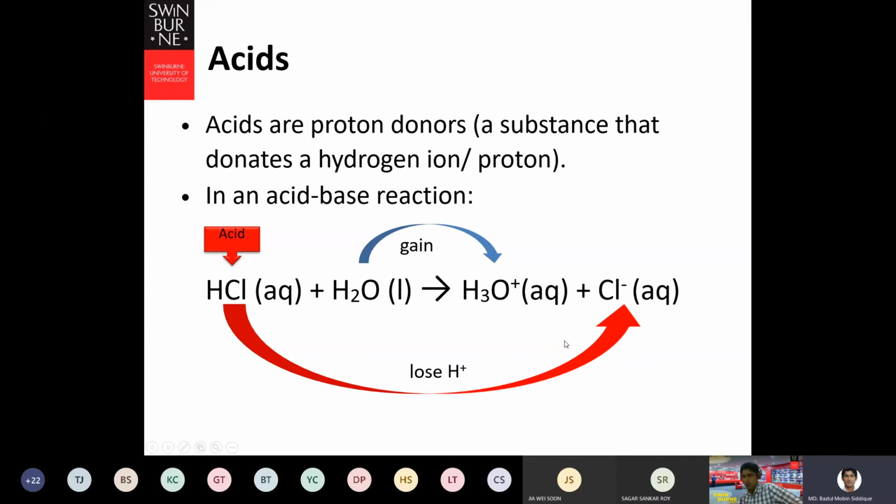So when the acid is losing the hydrogen ion from its molecule, it is itself becoming a base, right?